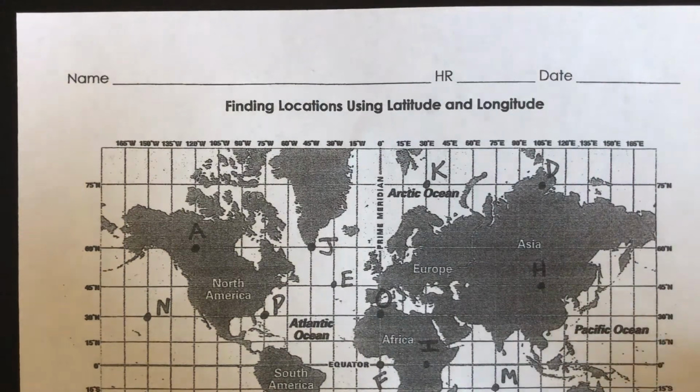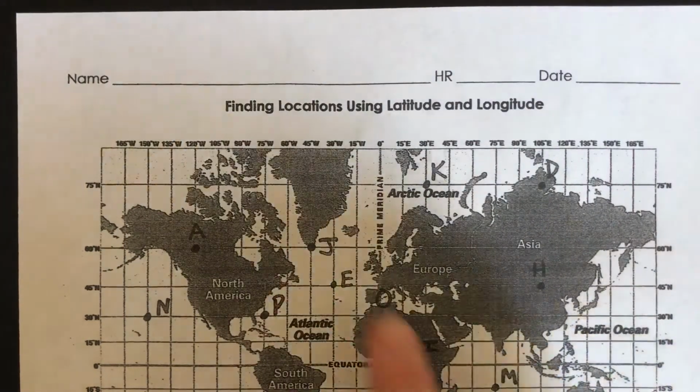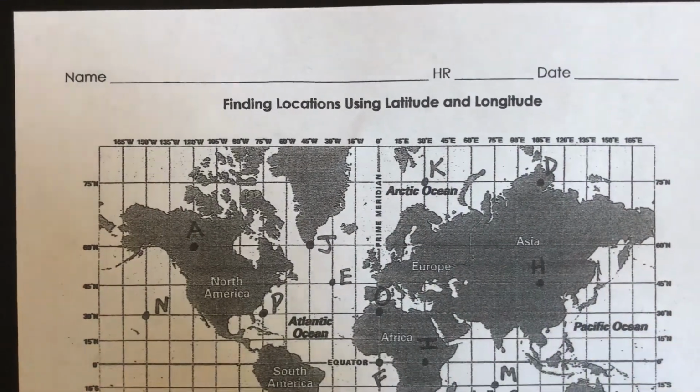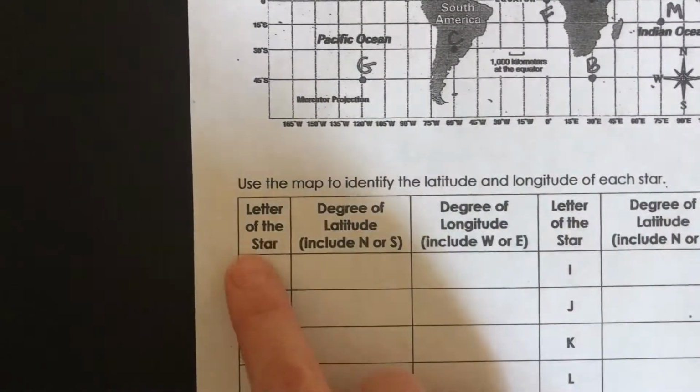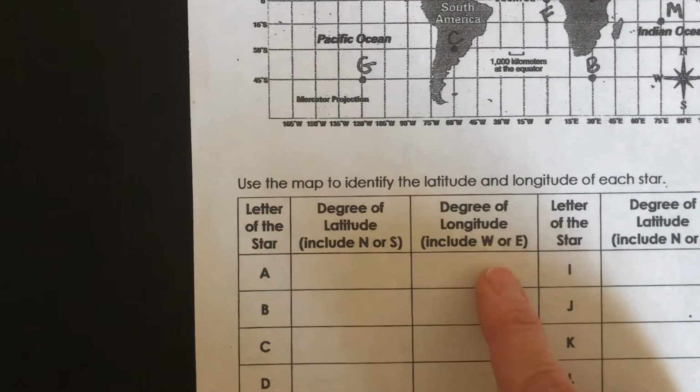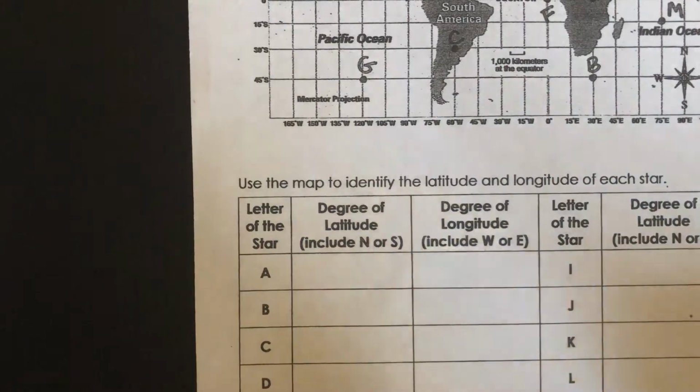And we're going to use the map to identify the latitude and longitude of each one of these dots on here. It says star on your sheet, but they're just dots. So if you look down below, it says letter of the star A, and you're going to give me the degrees latitude, include the north or south, and degrees of longitude, include west or east.